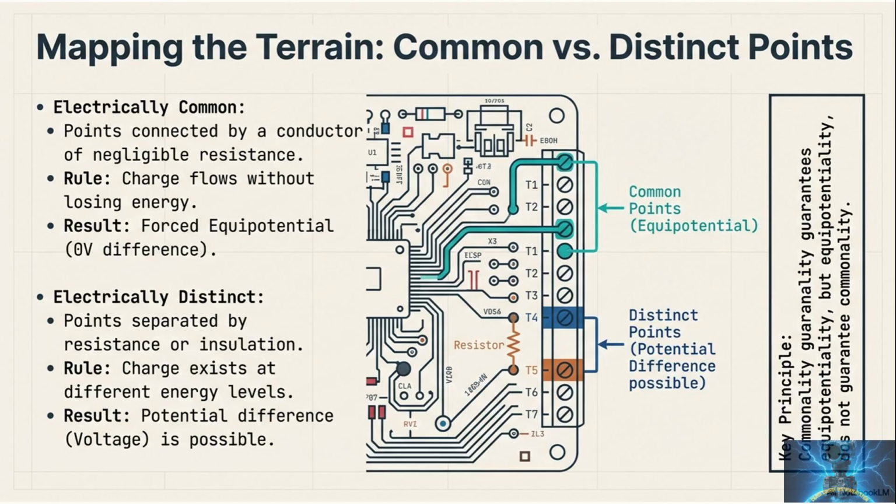This is one of the most powerful troubleshooting ideas: electrically common points versus electrically distinct points. Electrically common means the points are connected by a conductor of negligible resistance. They should be at the same potential, meaning essentially 0 volts difference. Electrically distinct means the points are separated by resistance or insulation. A voltage difference is possible. A key caution: connected in a schematic does not guarantee common in real life if there is corrosion, a loose terminal, a broken conductor, or a failed contact. So we use measurements to confirm whether points are truly common or truly distinct under operating conditions.